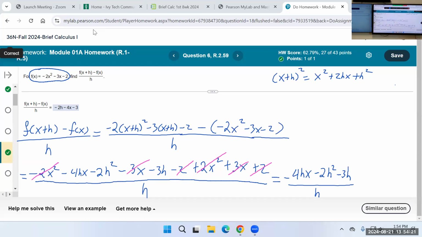That looks better. And now I want to factor out, since all three terms on the numerator have to do with h's, I could factor an h out. -4x minus 2h minus 3 over h, and the h's cancel. So we're left with -4x minus 2h minus 3.